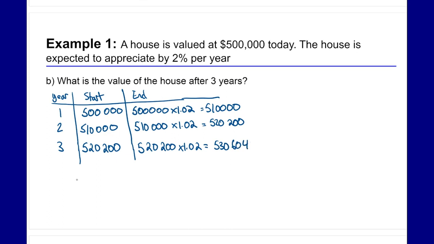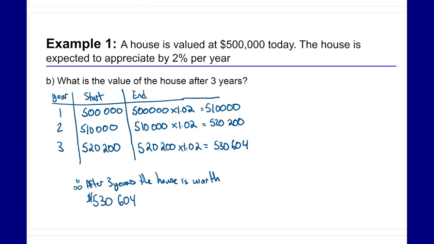So that means, therefore, after 3 years, the house is worth $530,604. Now, we could keep doing this pattern going through if it was 10 years or 20 years or 25 years, right? At the end of like a standard mortgage, what would the value of the house be? And we want to see, okay, after 25 years, what's our house worth now? Right? But this would be kind of a long and tedious process.